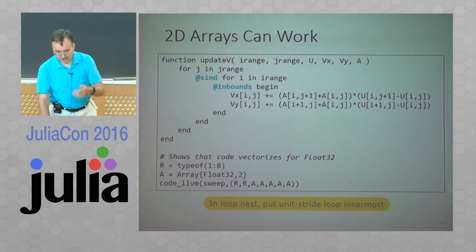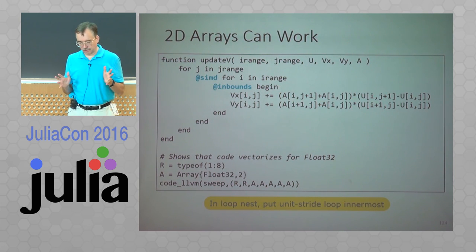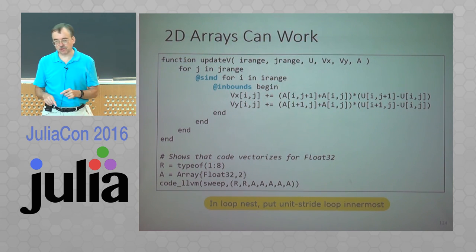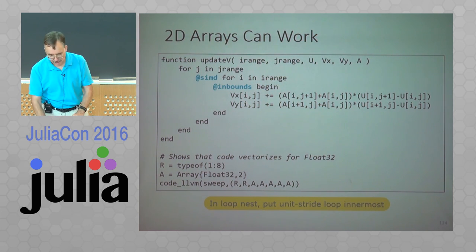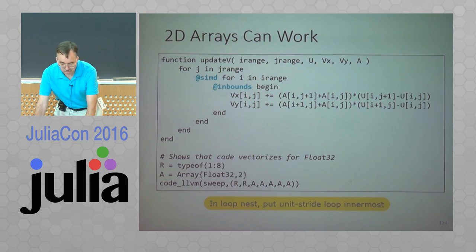Okay, 2D arrays. Yeah, you can do SIMD on 2D arrays. Just make sure that your inner loop is the one marching over columns, which is what you want anyway, even for serial code executing on arrays, because of the caching effects.